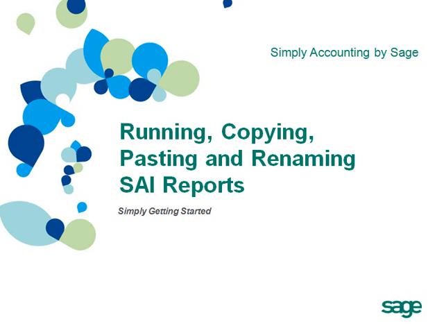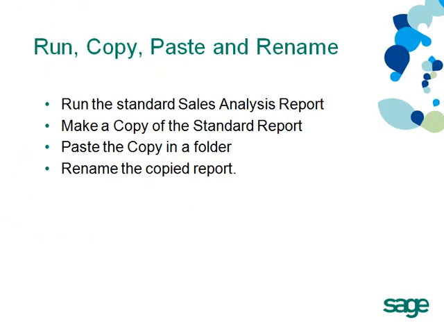As mentioned in the first section of the Getting Started program, there are two options to run your Simply Accounting Intelligence reports, either directly from the Simply Reports menu or by opening the Simply Accounting Intelligence Report Manager. When you need to make changes, copy existing reports, or create new reports, you will need to do this in the Report Manager.